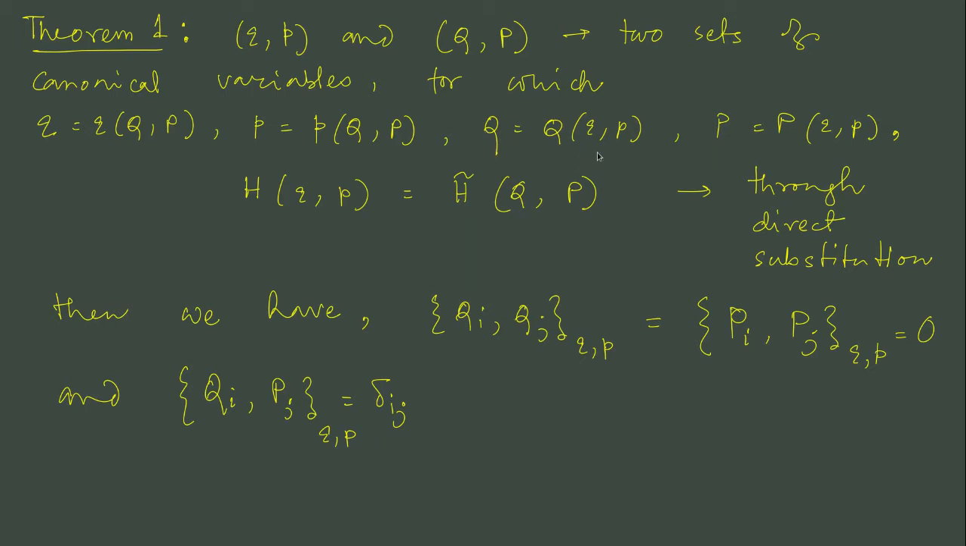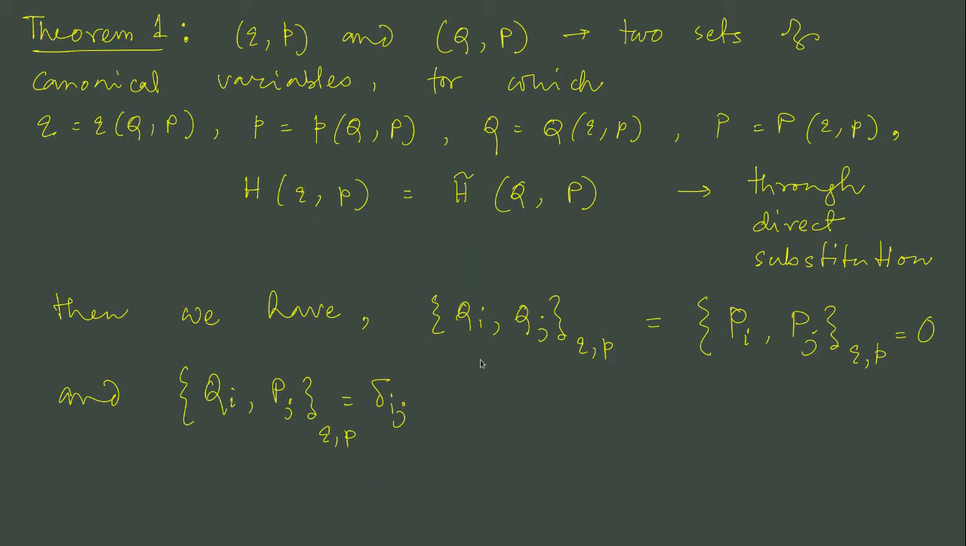And on the other hand, this capital Q can be written in terms of small q, small p, and that is true for the capital P. Now, the Hamiltonian, suppose, is already given in terms of small q and small p. Now, if we just substitute in place of small q and small p the above relation, then this Hamiltonian will be a function of capital Q and P. So, it will be like a function of new canonical variables, and we will call it H tilde. After all, they are the same. It's just a change of variable through substitution.